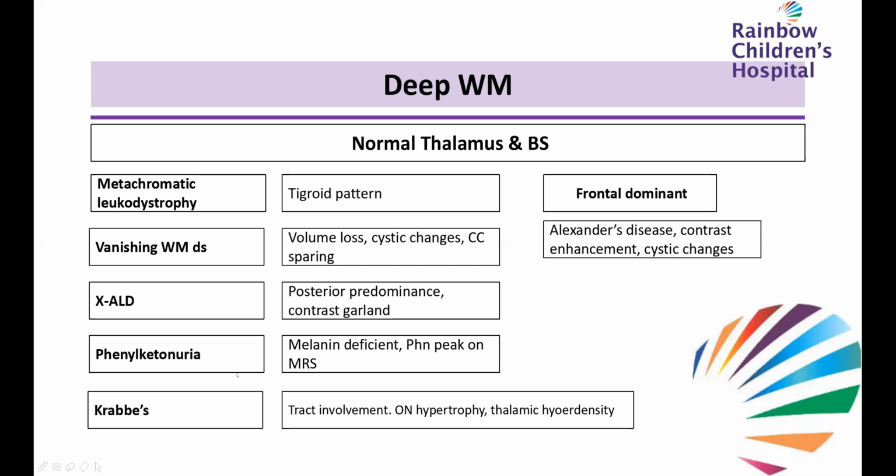Krabbe's disease again can have a posterior predominance, but it typically involves the tract. So we are able to trace the tracts from the centrum semiovale down through the internal capsule and the brainstem. Sometimes it can also have optic nerve hypertrophy and thalamic hyperdensities. In phenylketonuria, we can see periventricular deep white matter involvement with phenylalanine peak on MRS, and frontal dominant leukodystrophy with contrast enhancement is seen in Alexander's disease.